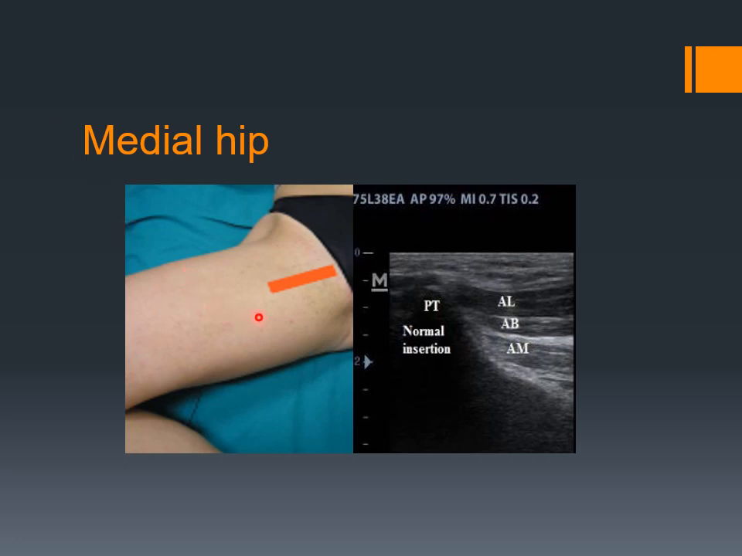Then moving to the examination of the medial hip, the patient is preferably examined in frog leg position. We put the probe TS with slight oblique orientation parallel to the fibers of the adductors. Then we move the probe towards the symphysis pubis, where we see the adductor longus, adductor brevis, and adductor magnus muscles with the tendinous insertion at the symphysis at the pubic bone. We can use a deep probe to examine the deeper muscles in patients that are muscular or obese.